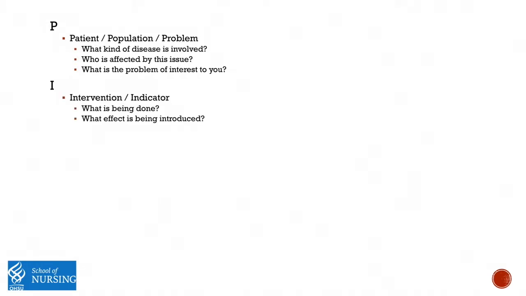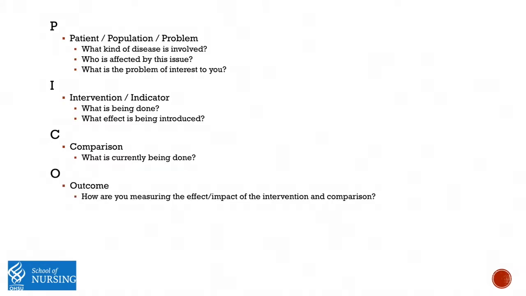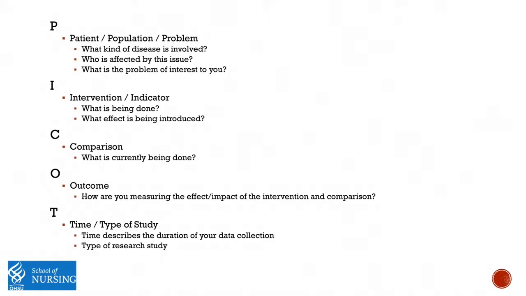I is for intervention or indicator. What is being done? What effect is being introduced? C is for comparison. What is currently being done? O is for outcome. How are you measuring the effect or the impact of the intervention and the comparison group? T is for time or type of study. Time would be describing the duration of your data collection or the type of research study that you're looking for with your literature review.